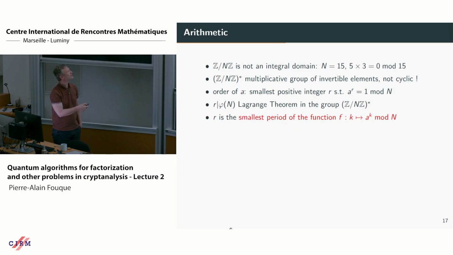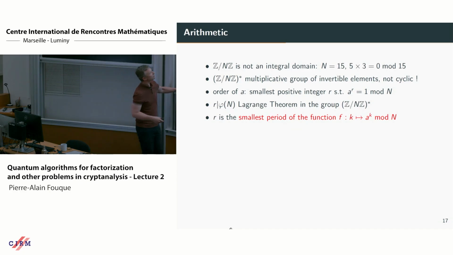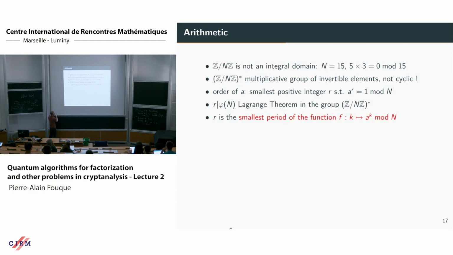Yes, so this set, in fact, is a multiplicative group. It is called the multiplicative group of invertible elements. In this set, all elements are invertible, and in fact, it's not a too complicated group. It contains a few elements.